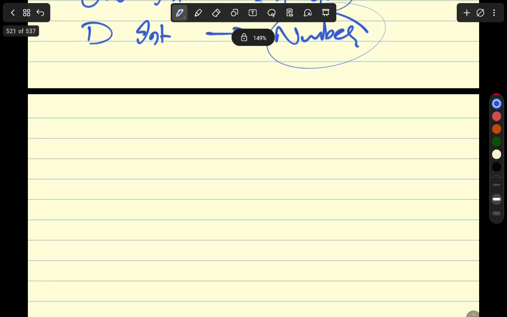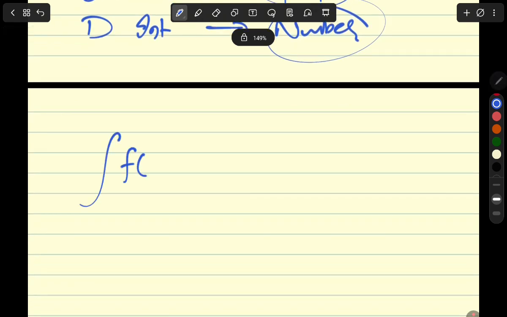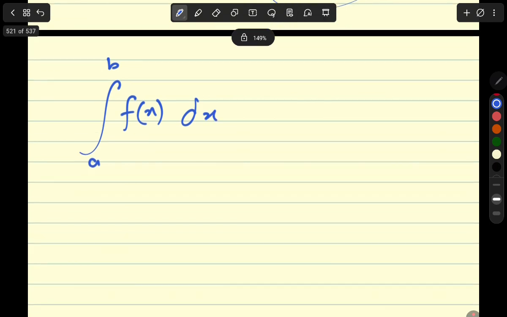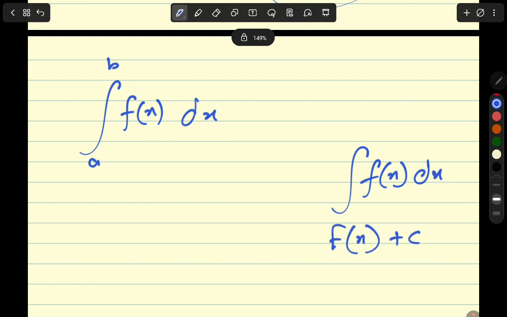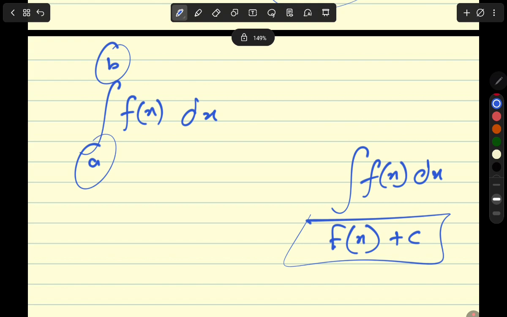Now if I write down that there is a function f of x and you have to integrate it from the limit x is equal to a to x is equal to b, and you have to integrate it with respect to x. Now in the last lecture, our integral looked like something without these two additional numbers a and b. It just looked like this. You integrated it, you got another function, and you would put a plus c here, right? There were no limits.